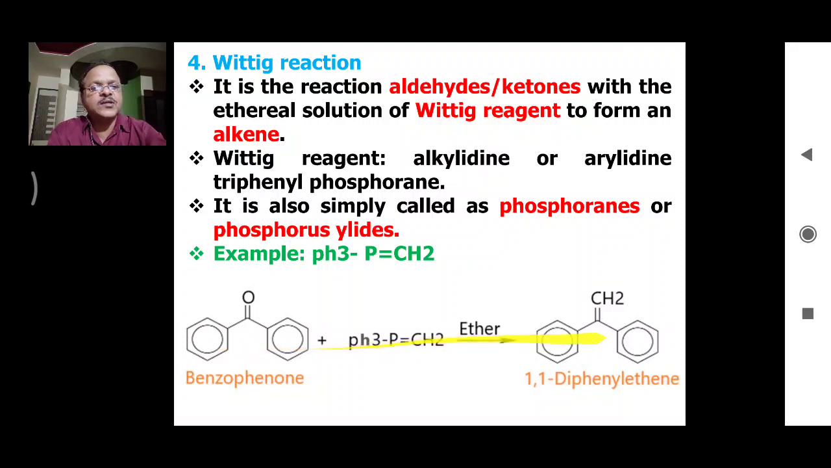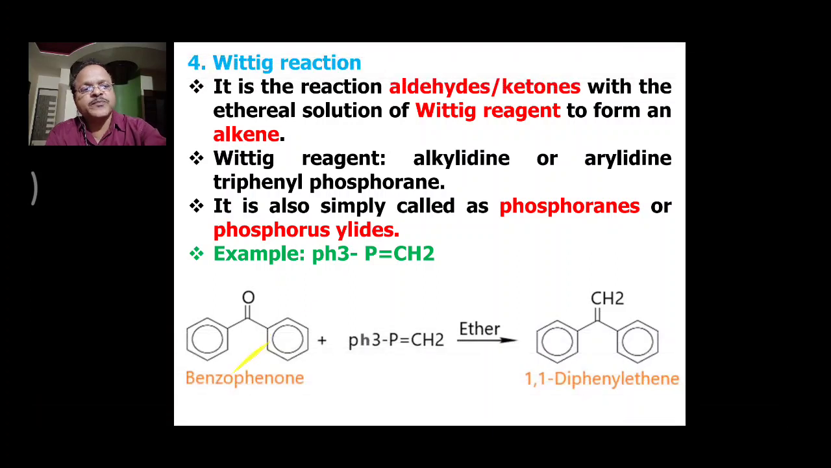Now let us see the first example of Wittig's reaction. Benzophenone, when treated with phosphorus ylide in presence of ether, forms 1,1-diphenyl ethylene. This phosphorus ylide is initially dissolved in ether solvent, and this ethereal solution of phosphorus ylide is added to benzophenone, which is a ketone. As a result, we obtain 1,1-diphenyl ethylene. Along with this compound, triphenylphosphine is the byproduct.